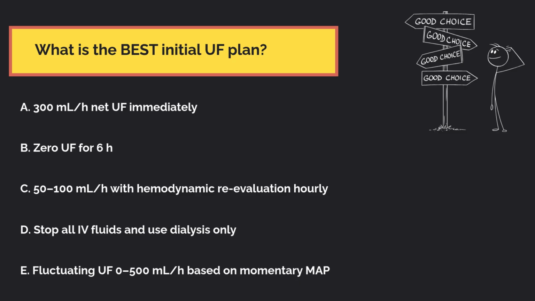And option E, fluctuating UF from 0 to 500 milliliters per hour based on momentary mean arterial pressure. This introduces instability and can cause repeated shifts in venous return and perfusion. So option C is the correct one. Start slow, around 50 to 100 milliliters per hour, and reassess frequently. Remember, in cardiogenic shock, UF is not about speed, it's about control and continuous monitoring.